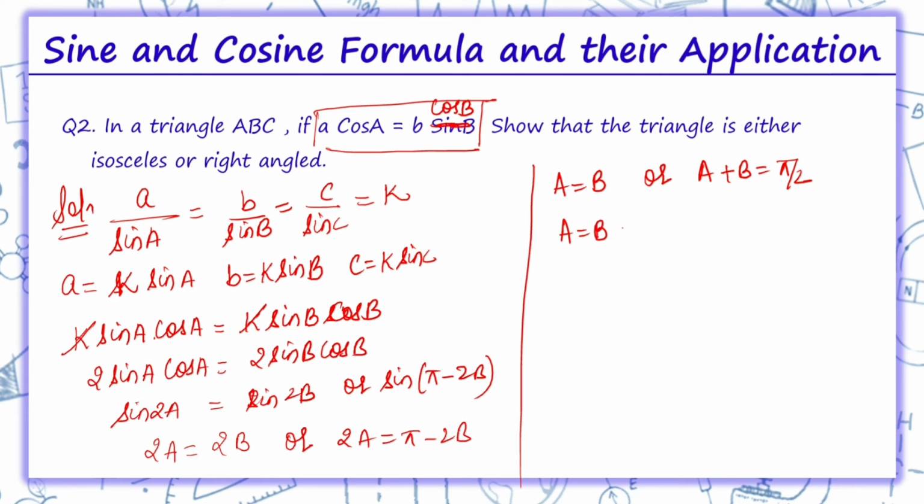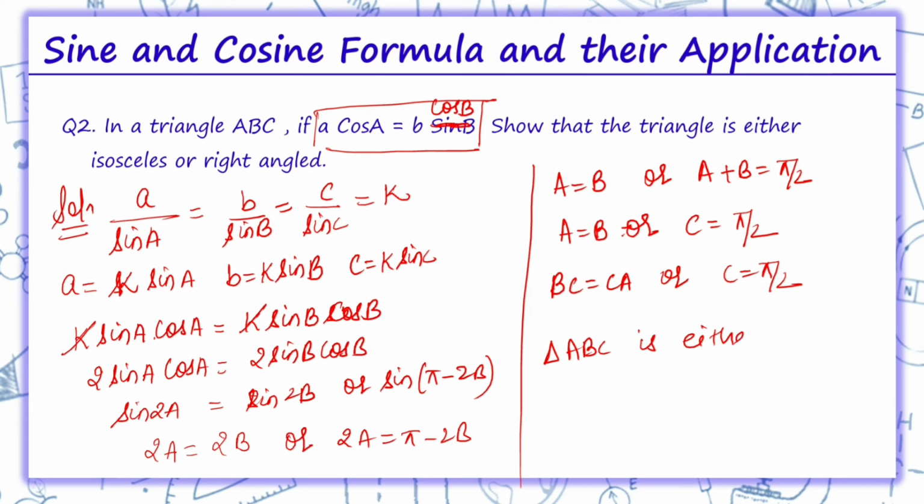Thus we got A is equal to B, or A plus B is pi by 2, that means angle C is equal to pi by 2. So hence if A is equal to B, it can be written as BC is equal to CA, or C is equal to pi by 2. So we can write triangle ABC is either isosceles or it is a right triangle.